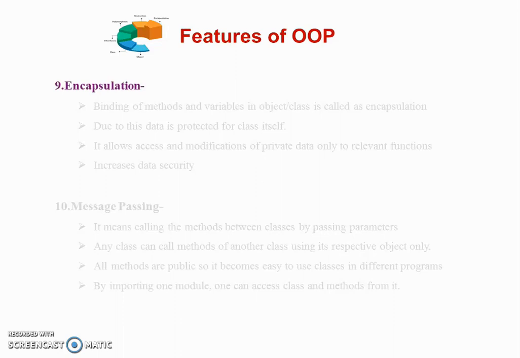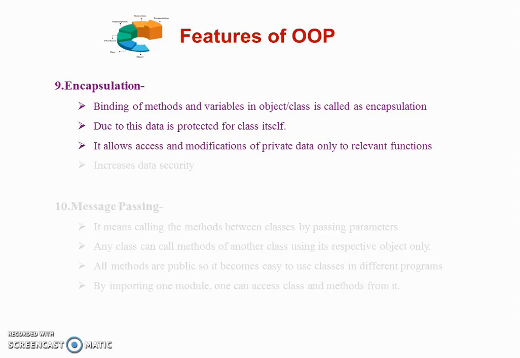The next feature of OOP is known as encapsulation. Data encapsulation is also known as data binding, which binds the variables or member methods of a class or object together. Data encapsulation, also called data hiding, is the technique of packing data and functions into a single component, that is a class, to hide the implementation details of a class from the user. Due to this, data is protected itself.